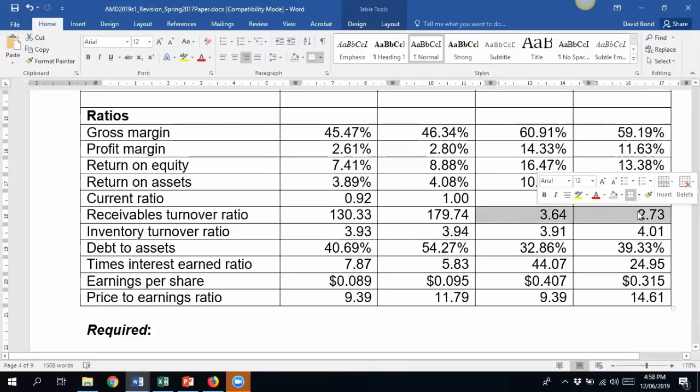These guys use receivables more. They don't seem to collect as frequently. So even though they've got a better current ratio, the fact that these numbers are where they are says they're not collecting as quickly as the other company. And so that's a bit of a problem. It's gotten better, but it's a bit of a problem.